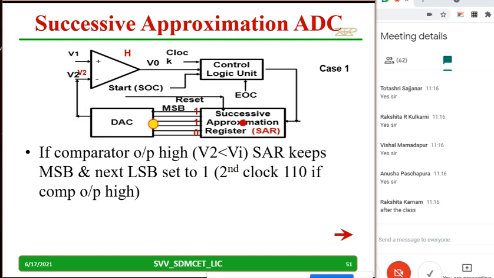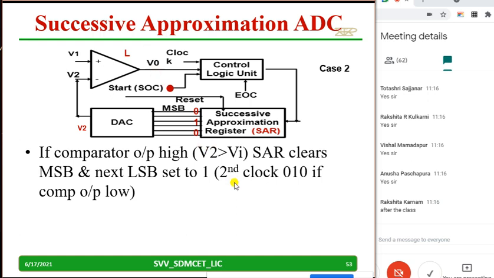This is the first case. Or in the second case, this voltage itself may become more compared to V1, and that time the comparator output will become low. So if V2 is more compared to V1, the output becomes low. When it becomes low, the SAR makes the MSB 0 and sets the next bit, and you will get 010. So please remember, at the second stage there are two cases. If it is high, earlier 100 was there, it will become 110. If it becomes low, then it will become 010.